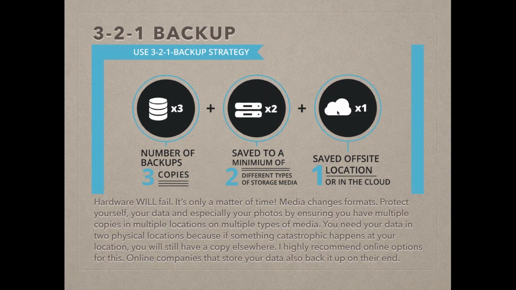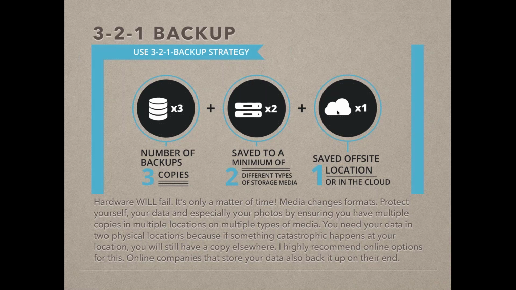Okay, so the question came up before, how many copies of files do you want? We call this the 3-2-1 backup strategy. So you want 3 copies of your data in a minimum of 2 types of media in at least one offsite location, or the cloud is also considered an offsite location.